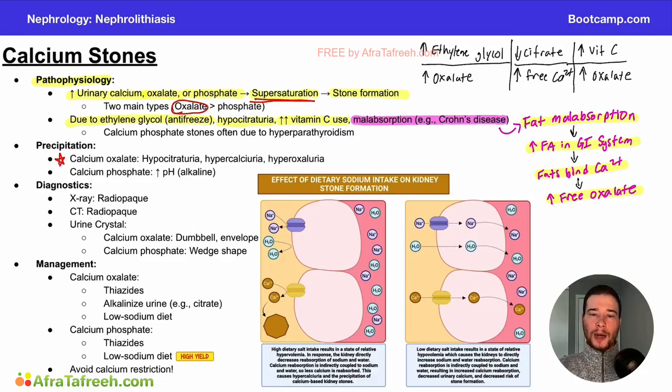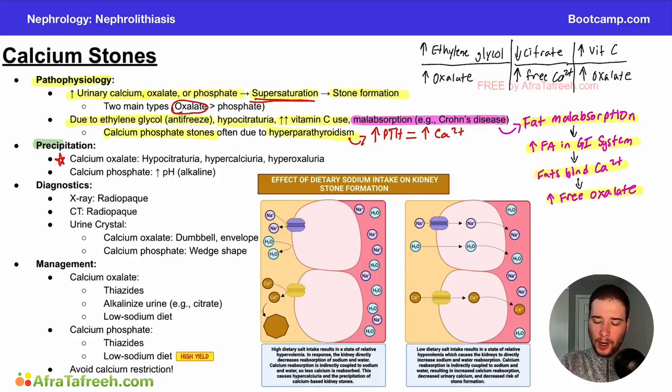They will sometimes also ask you about the role of hyperparathyroidism in the formation of calcium phosphate stones. And the reason is that in hyperparathyroidism, we have elevated levels of PTH. And what's the role of PTH in the body? That's right. It's to increase the amount of calcium reabsorption from our bone. And so if we increase the amount of calcium reabsorption, we have more of those stone-forming substances that we talked about that can create these stones in the urinary system. Next, I want to talk about the precipitation and some key differences.